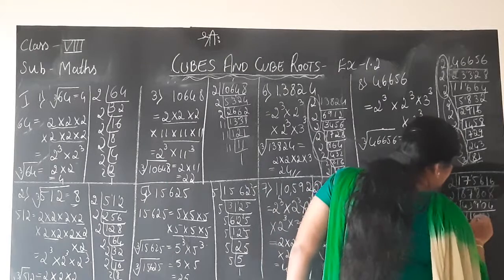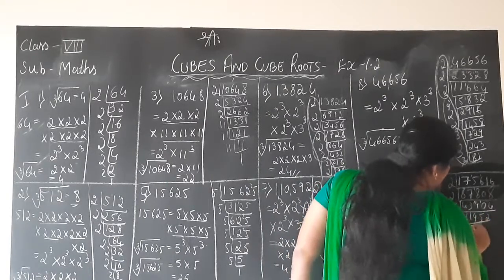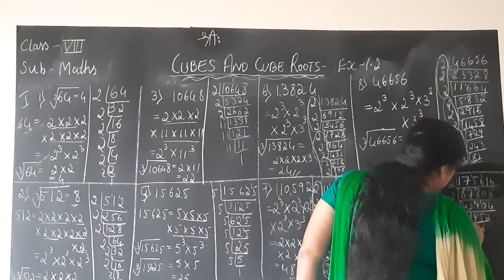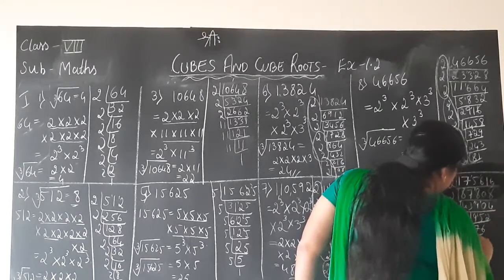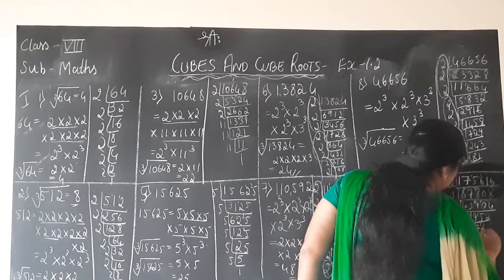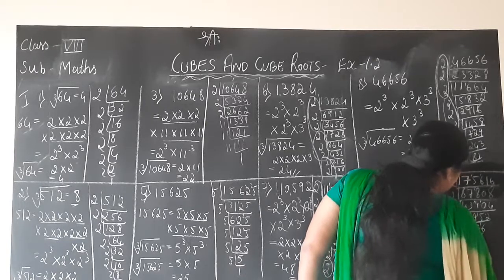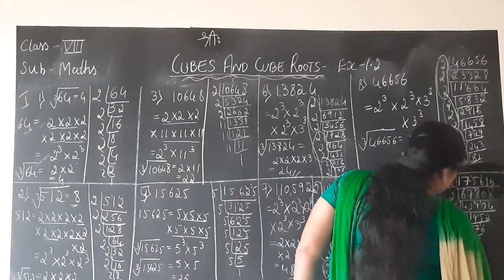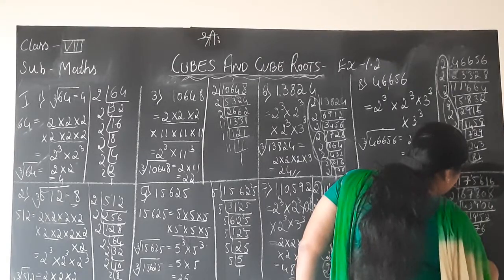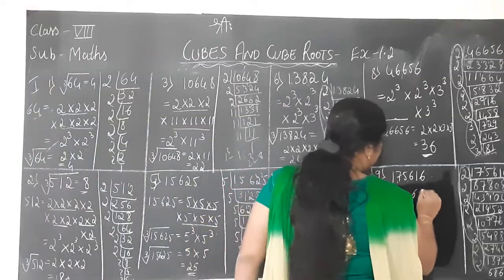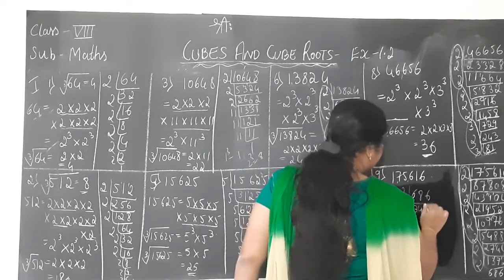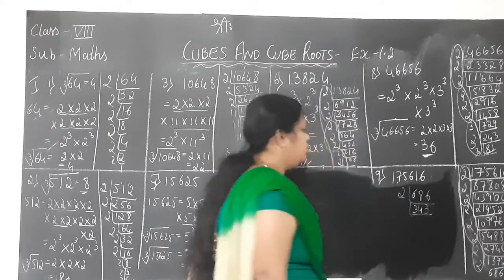2 1s are 2, 2 9s are 18, 1 remaining, 2 7s are 14, 2 6s are 12, 2 9s are 18, 2 8s are 16, 2 8s are 16, 2 4s are 8, 1 remaining, 2 9s are 2, 2 4s are 2, 2 2s are 2. We got 686. Again I'll start with table 2. 2 3s are 6, 2 4s are 8, 2 3s are 6.